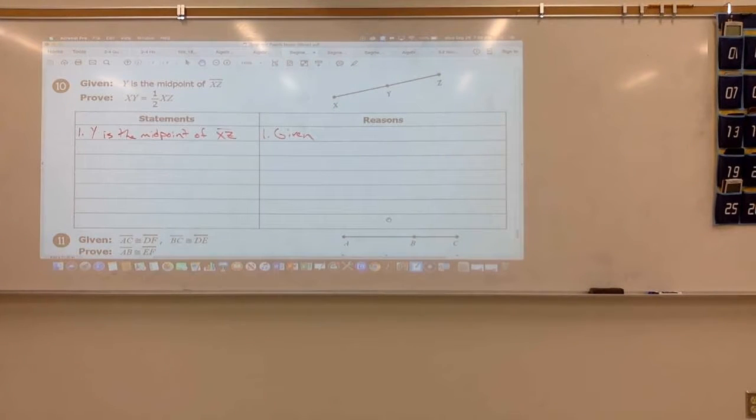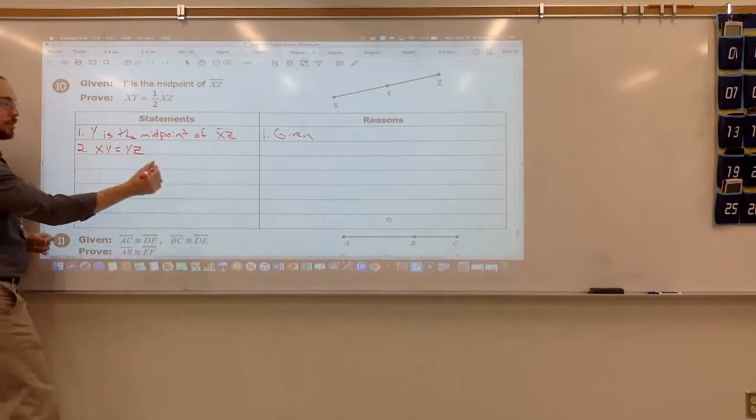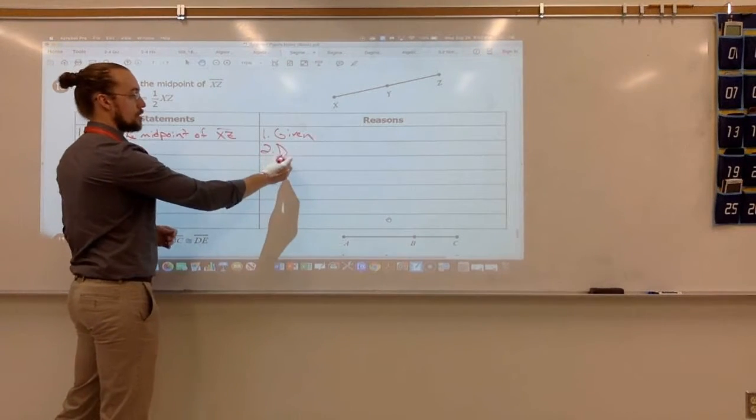So now we just want to figure out what we know. What do I know from y is the midpoint of xz? xy equals yz. So that would be definition of midpoint.